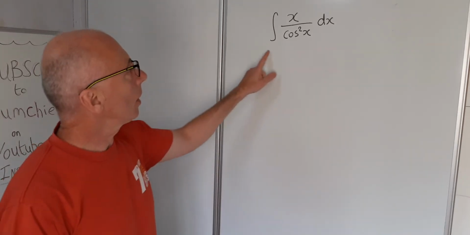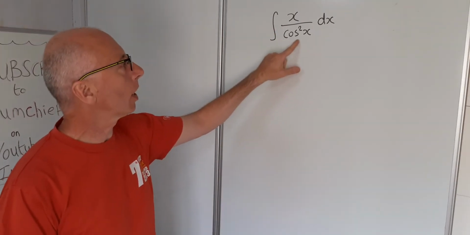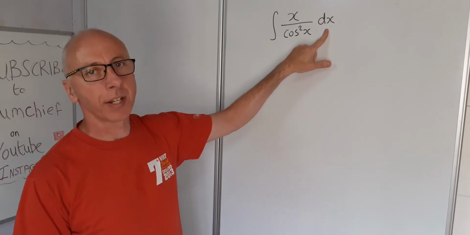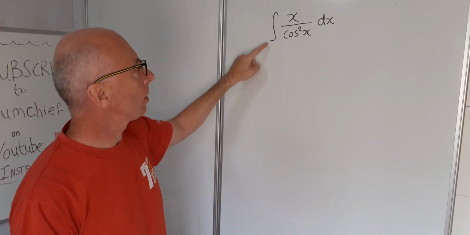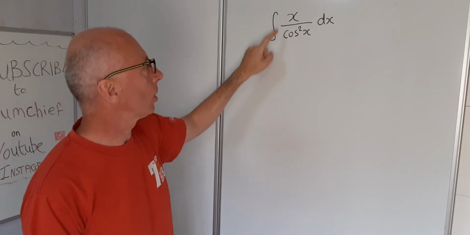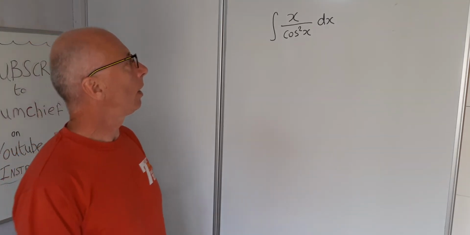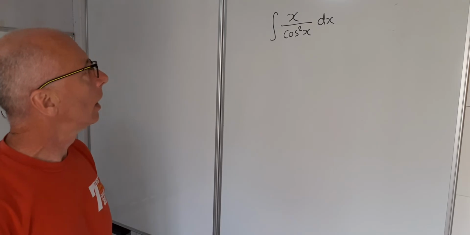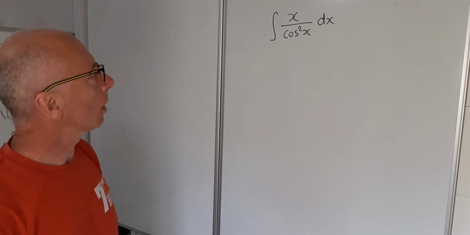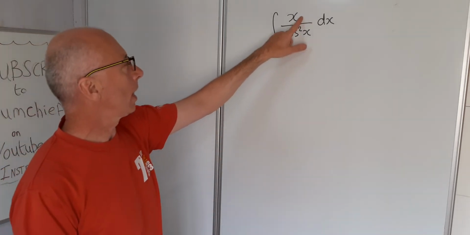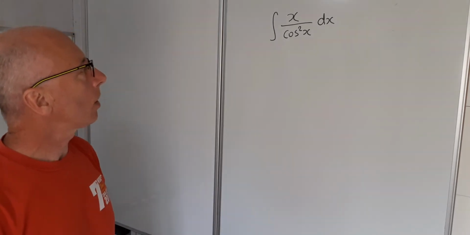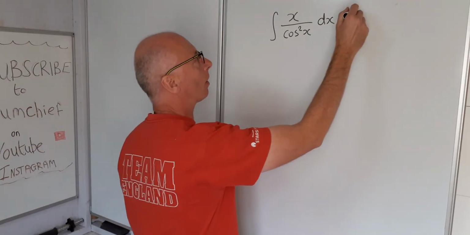Okay, so we've got an integral here, x divided by cosine squared of x dx. And this is an indefinite integral, so we've got no limits of integration here. So how are we going to go about doing this? Well, u-sub's not going to work, trig sub's not going to work with this cosine squared x because of the x on the top. So let's just break this function apart and let's see what we've got.